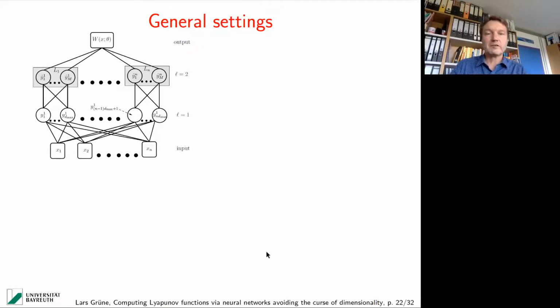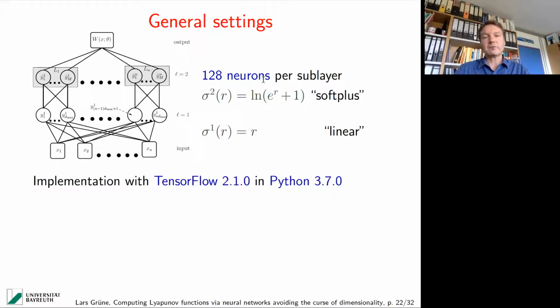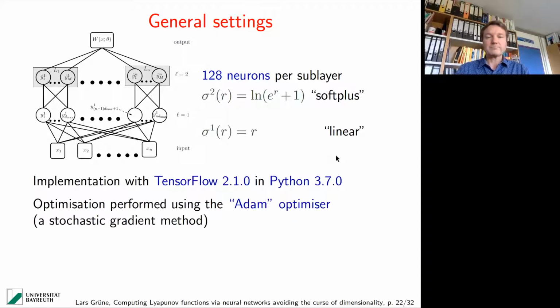Let's briefly go through the general settings of the numerical examples. So we have this first layer of activation functions, which are linear activation functions. These provide the coordinate change. And the first layer then is just a coordinate transformation of the original input. And then in the second layer, we use this so-called softplus function, which approximates the maximum, but is a smooth function, so we do not get difficulties with using the derivative. For all numerical examples, it was okay to use 128 neurons per sublayer, so each of these gray boxes contains 128 neurons. The implementation was done with TensorFlow in Python. The optimization was performed using the stochastic gradient method, the so-called Adam optimizer, which is implemented in TensorFlow.